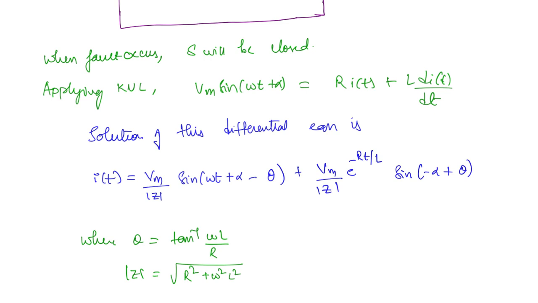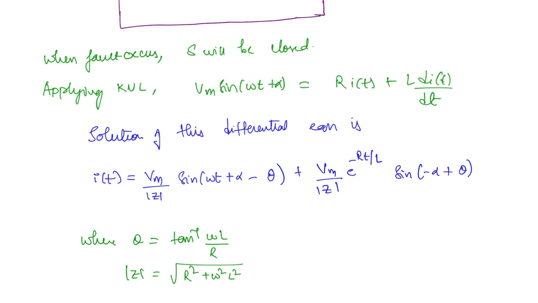Now this part that you can see here is a sinusoidal function, right? It is an oscillating function. Now what about this part? The sine of minus alpha plus theta doesn't have a time component, so it is a constant value with respect to time. The only function that is variable with time here is the exponential function. So this entire part is going to be exponential in nature.